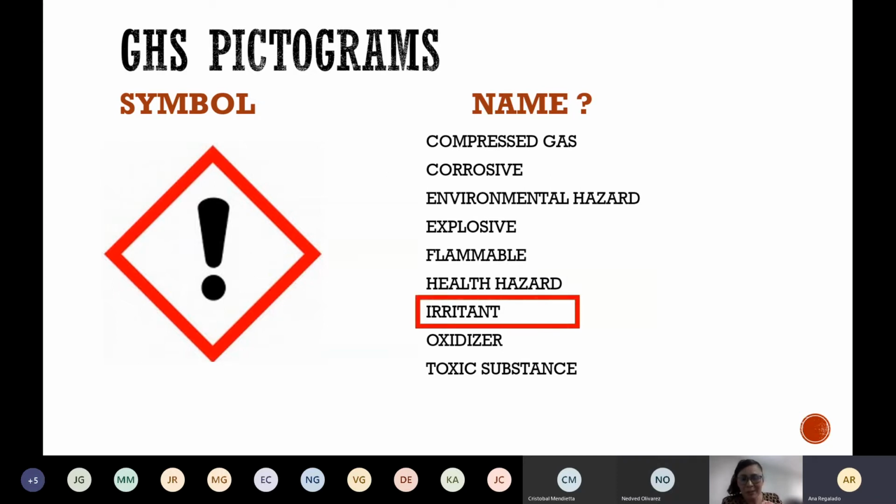Since this one's not super obvious, if I were you, I would highlight it so it stands out, and you know that when you see this exclamation point, it means it's an irritant. What does that mean? If it comes in contact with your skin or your eyes, for example, it might cause redness, an allergic reaction, or a rash. It might get very itchy, cause dry skin, and so on. Let's move on to the next one.